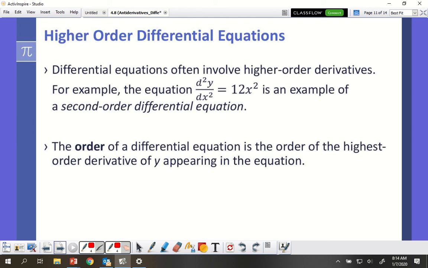But when I do the antiderivative again, that's going to give me the position, but I'm also going to have a new c value, right? A new c value, and my original c value from the velocity is going to have an x on it, isn't it? Yes. So they're not the same c values, so that's very important to understand. All right, the order of a differential equation is the order of the highest order derivative of y appearing in the equation. Okay? All right, let's do some math for that.